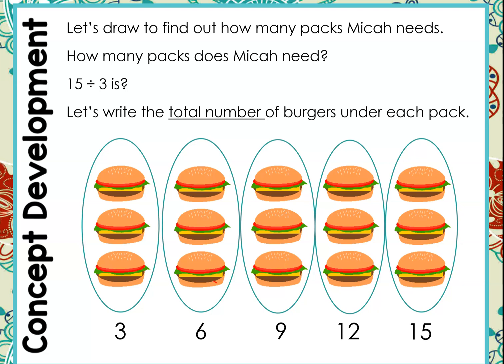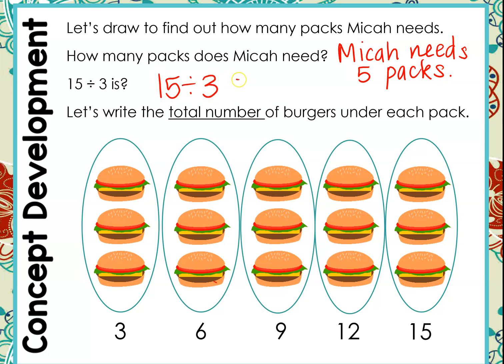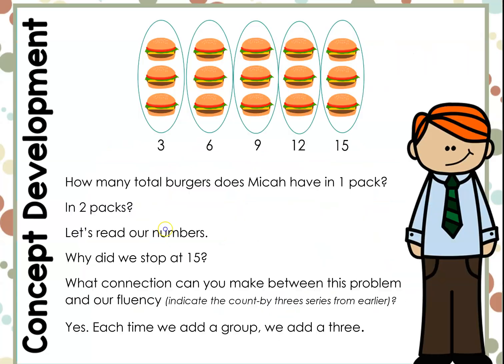Okay, so what would 15 divided by 3 be equal to? Or how many packs would Micah need? 5. You're exactly right. So Micah needs 5 packs. And our problem would be 15 divided into groups of 3. You'd end up with 5 groups. Great job.